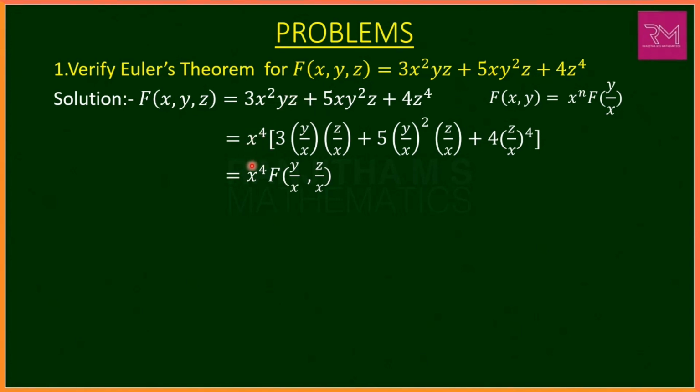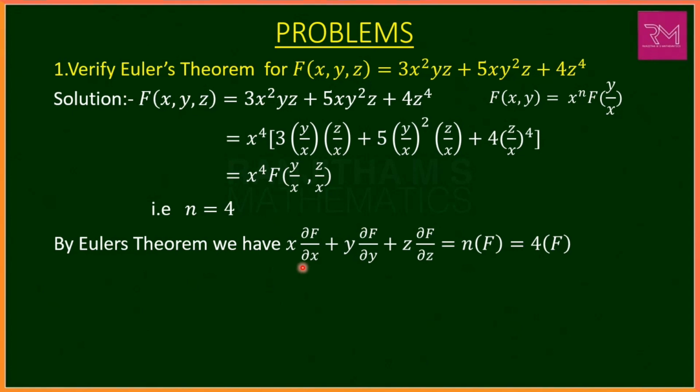So taking x power 4 common means we have to multiply and divide by some values. So we get the equation of the form f of x comma y comma z, which is equal to x power 4 into f of y by x comma z by x. So we can conclude that this is a homogeneous function of degree n is equal to 4. Here x power n, so n is the degree for a homogeneous function. So we can take n value which is equal to 4.